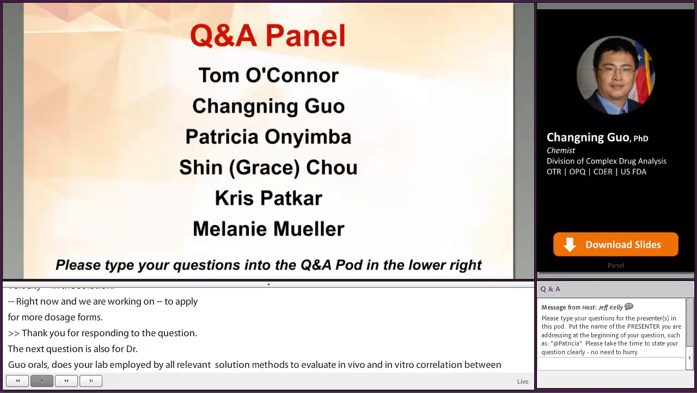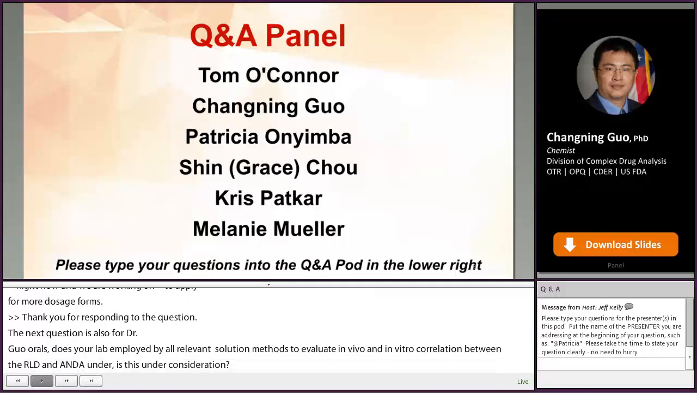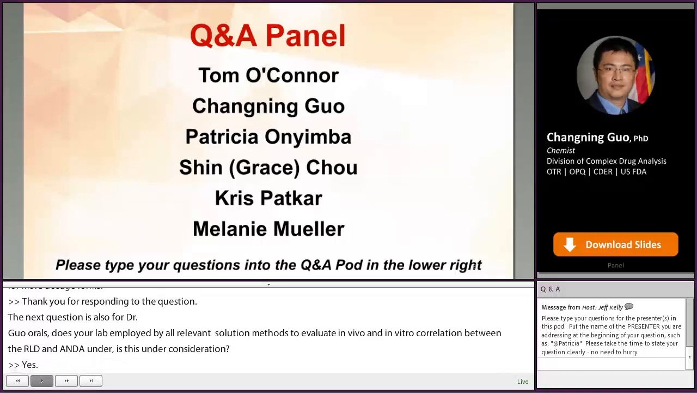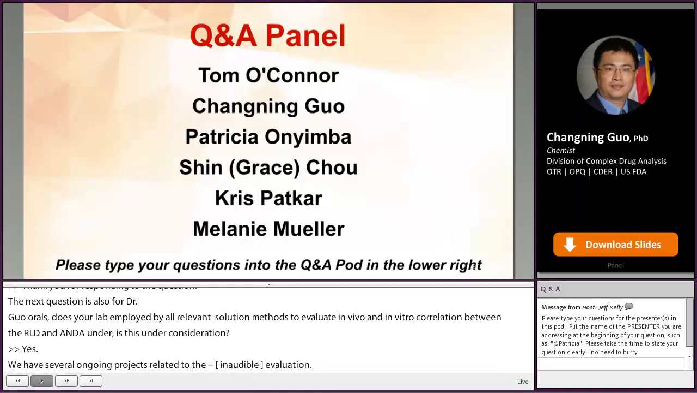Yes, we have a handful of ongoing projects related to oral solid dosage forms on biorelevant dissolution method development and evaluation. And overall, for most all types of dosage forms, development of in vivo predictive in vitro methods to replace the expensive clinical studies is a major area for OTR labs. Thank you.